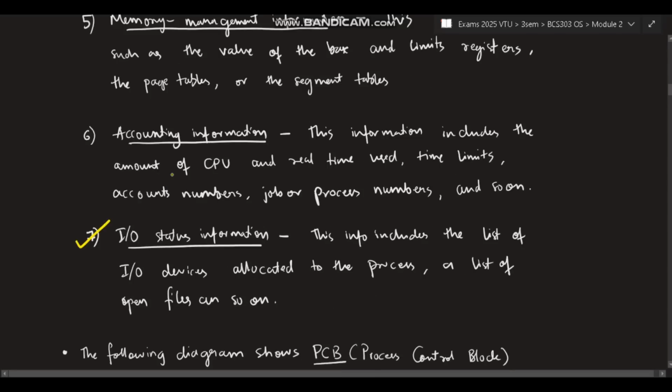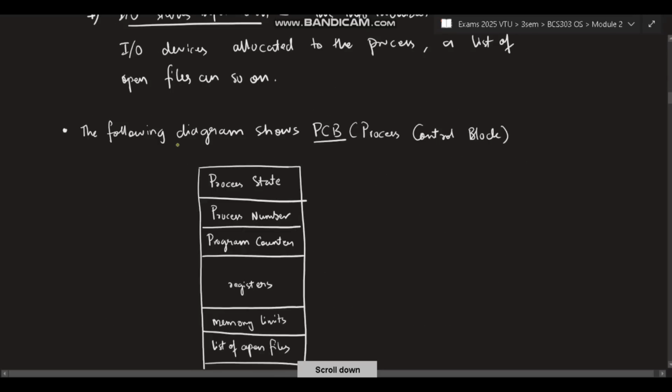Last is the IO status information, whether the list of IO devices connected are sending data or requesting data. All those things, a list is made and stored in the IO status information, whether IO, input output, is happening or not. Okay, so this is the diagram which you need to make for the PCB.